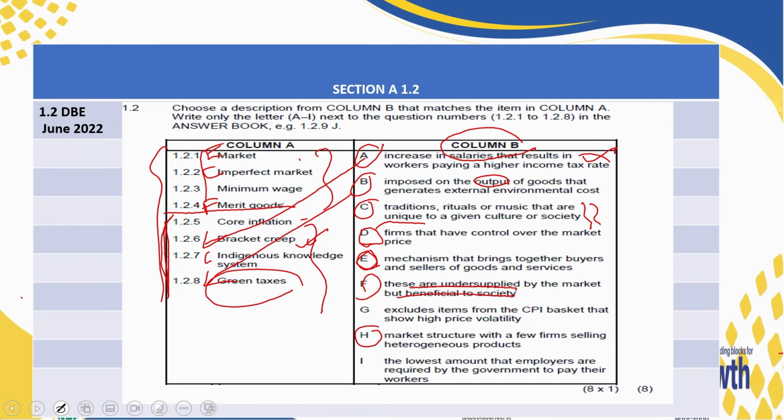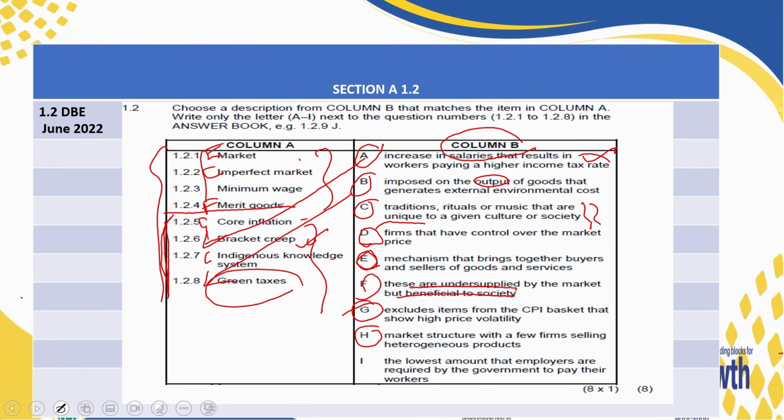Now, let's go to G. Excludes items from the CPI basket that show high price volatility. Again, this should be on contemporary. So we look at what is left now. We are left with minimum wage, core inflation. Which one can be the one that is talking about volatility? We take G. This should be core inflation.